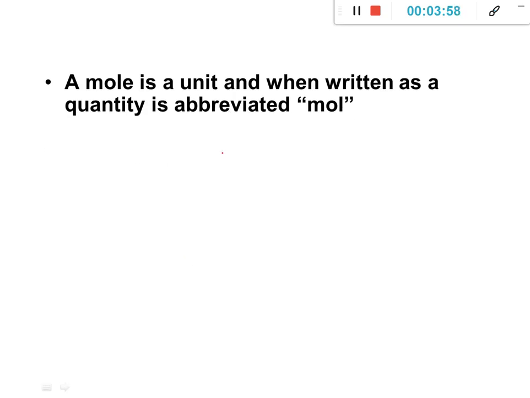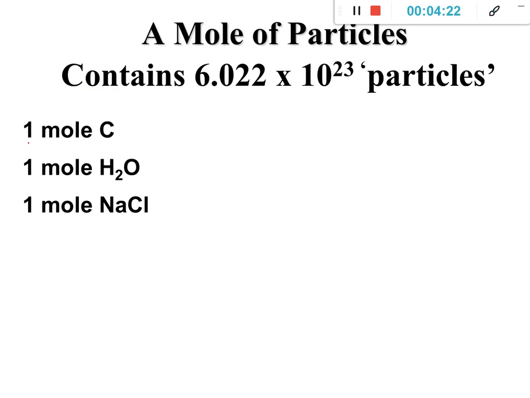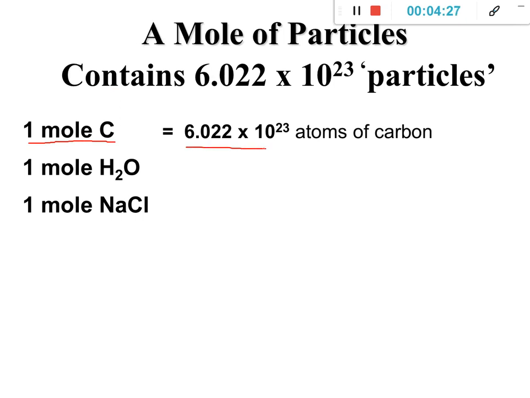In chemistry, we like to save as much time as we can, so mole is the name of the unit, but when we're writing it, we abbreviate it as mol. We drop the E, it saves dozens of seconds. So if we were talking about 3 moles, we could write it as 3 mol. We'd still say moles. So a mole of particles contains 6.022 times 10 to the 23 particles in it. For example, if you had 1 mole of carbon, you would have 6.022 times 10 to the 23 atoms of carbon. If you had a mole of water, you would have 6.022 times 10 to the 23 molecules of water.